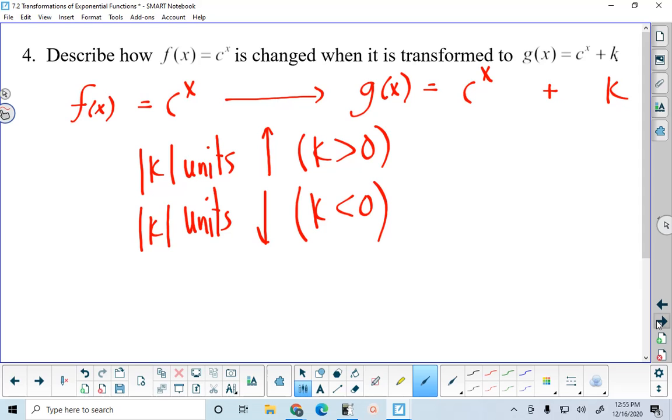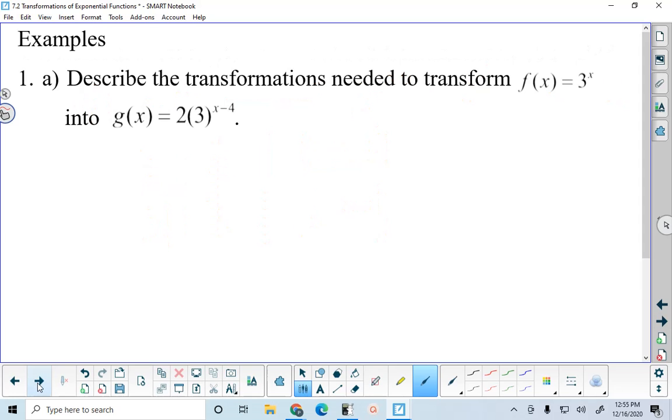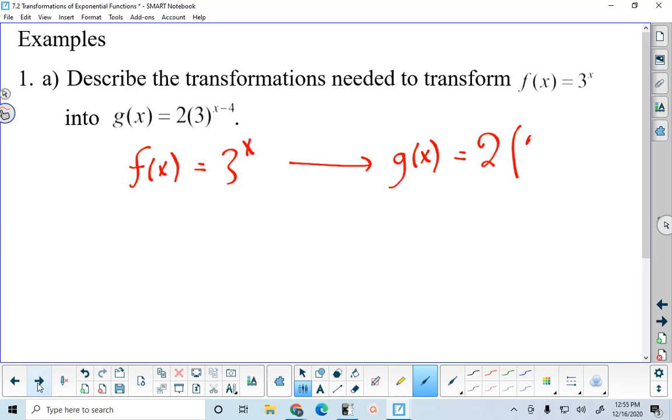Okay, so now what we have to do is be able to look at a transformed function, the equation of a transformed function, and identify a, b, h, and k. So we go in this question from f of x equals 3 to the x to a new function that is g of x equals 2 multiplied by 3 raised to the x minus 4.